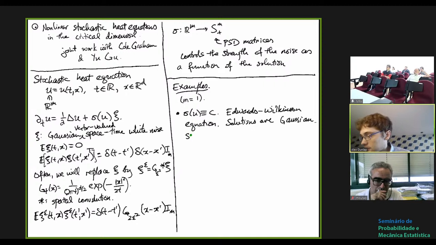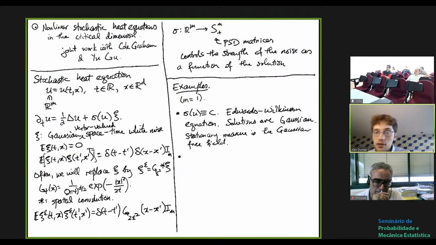But one way to think about it is that the stationary measure is the Gaussian free field. So this is kind of a dynamical version of the Gaussian free field. So that's sort of the first simplest case, the Gaussian case.